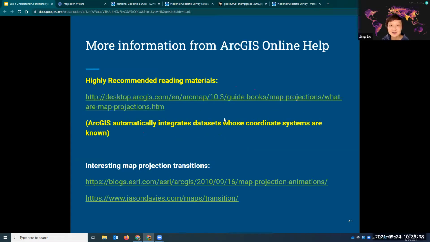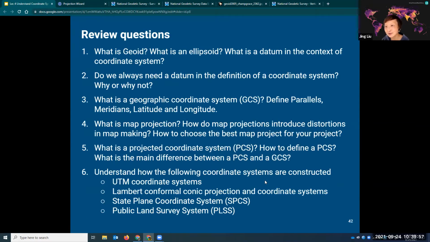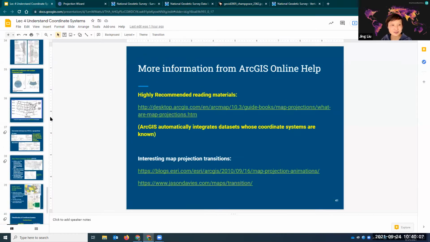So there are a few references and online help I highly recommend you read and check out when you use it. In the live meeting, we may play with it to see the transition between different map projections. And these are your review questions. You must understand and answer them for your quiz. All right, I think this is the last slide, and I hope you find it useful.